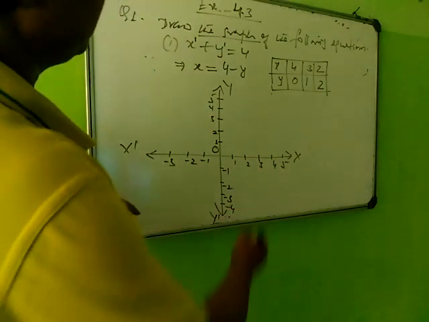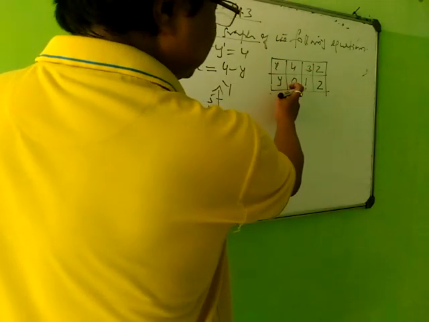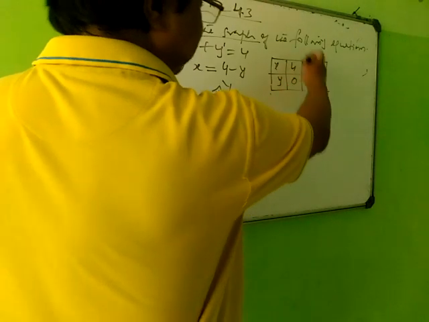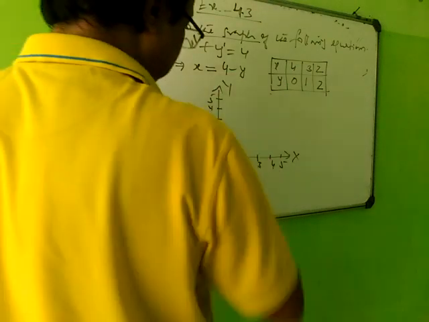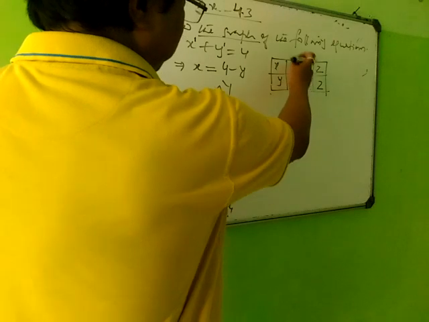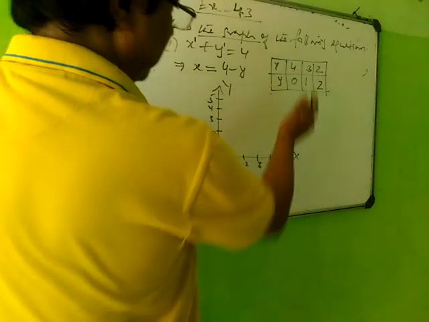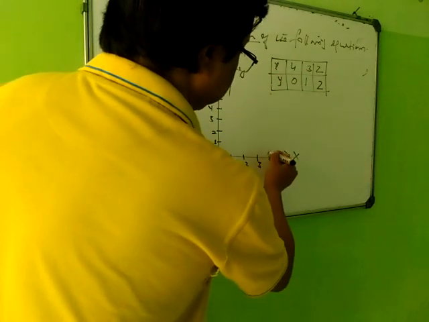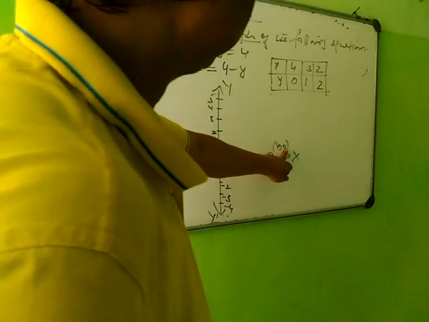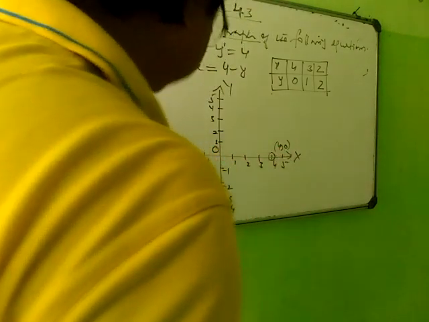So now here x is 4, y is 0. So there is a coordinate 0, that means this point will lie on the axis. Which axis? Since y is 0, it lies on the x axis. So here x is 4, y is 0. This point will lie on the x axis. This point is 4 comma 0. So the coordinate is 0, value of x is 4. So this point will lie along the x axis.